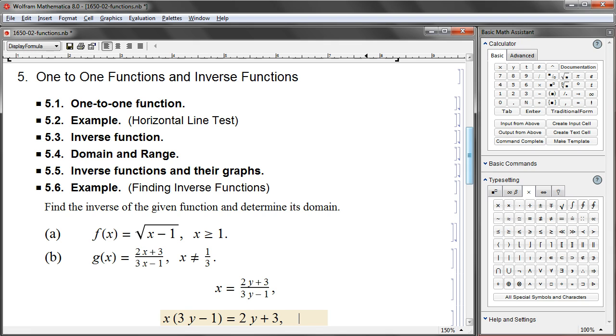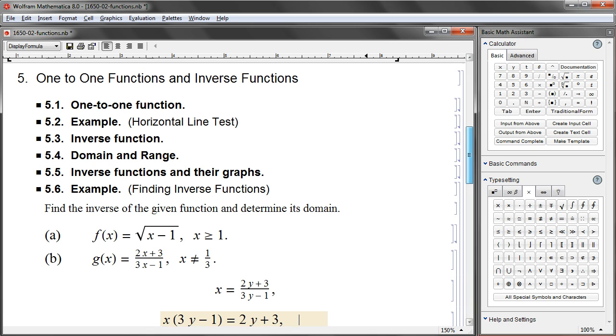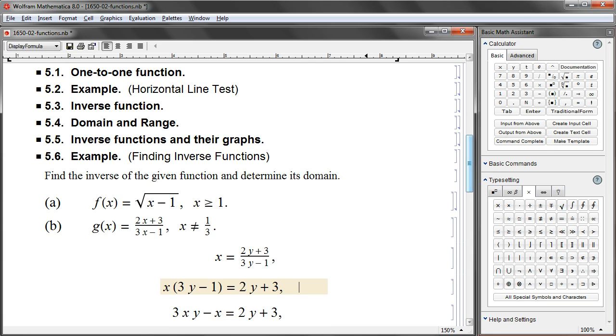Now break up the parentheses. Why do we do that? Well, that's simplification. So just distribute x around and let's break up the parentheses. So this is what we get. 3xy minus x is equal to 2y plus 3. So we just broke up the parentheses by distributing x. Does it help? We still have 2 y terms here.